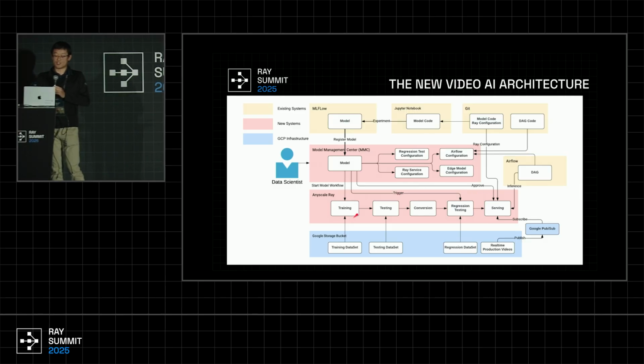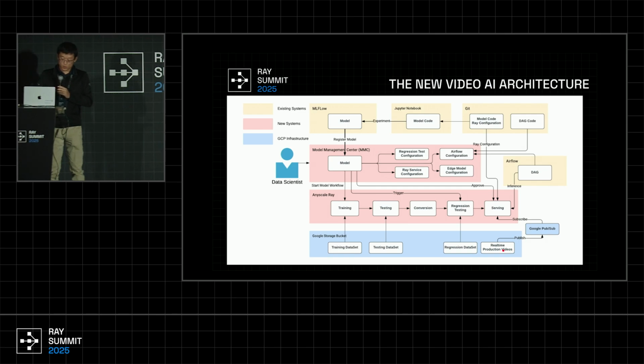The whole life cycle of training, testing, file conversion, and regression testing is now happening on Anyscale Ray instead of on the data scientist's laptop. And the serving is now moved over from QPod, from Airflow, to be a service or a job in Anyscale and Ray. We have the Airflow DAG making an inference to the Ray job or Ray service. The files are still saved in the GCS bucket, but instead of using a personal GCS account to access, they will be using the Anyscale service account, and some of them use Google PubSub to do the notification, like for real-time production videos.